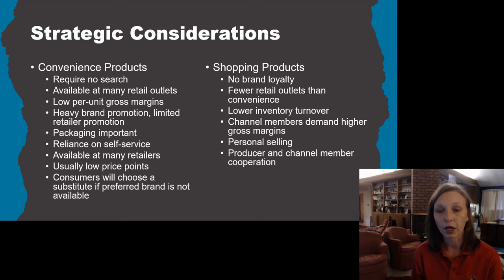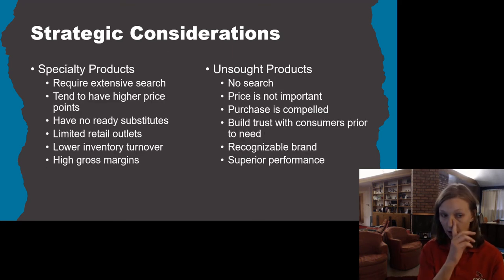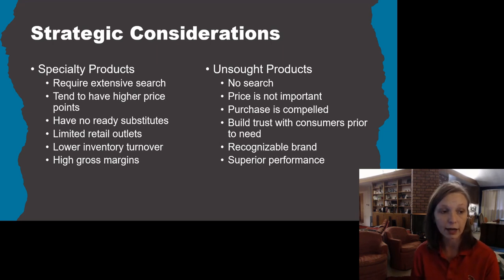Selling these products relies a little bit more on personal selling because consumers are less familiar with these products and may want help making a decision. And we also see a lot of producer and channel member cooperation. Specialty products require extensive search, tend to have much higher price points. The consumer knows what they're looking for and isn't going to accept anything else. These are going to be available at limited retail outlets, lower inventory turnover, and have high gross margins.